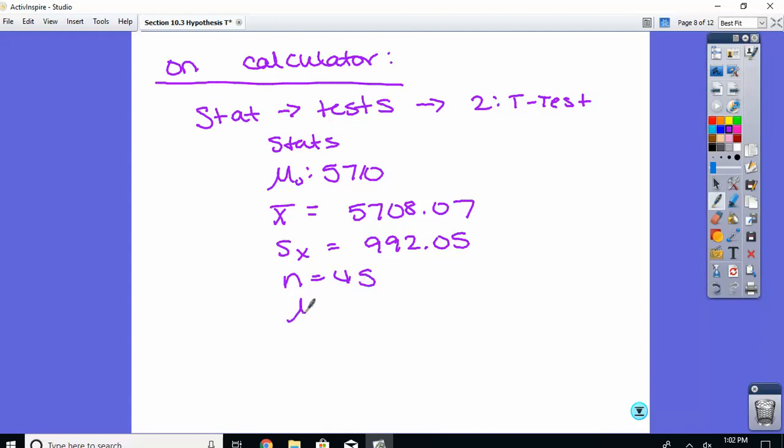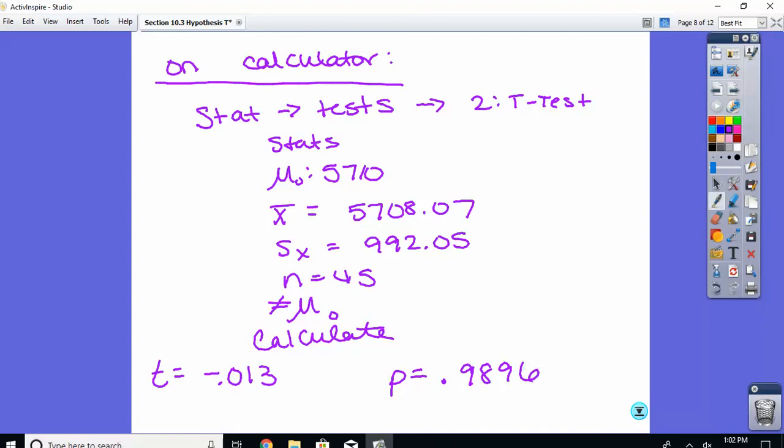Okay, the test we were doing, and we don't want a picture, we want to calculate. Okay, and it tells me my t is negative 0.013, which we got, but our p is 0.9896. What do you notice about that? Is that close to what we found when we did it by hand? No. I mean, it's going to lead us to the same conclusion. We fail to reject because this is most definitely not smaller than 5%.